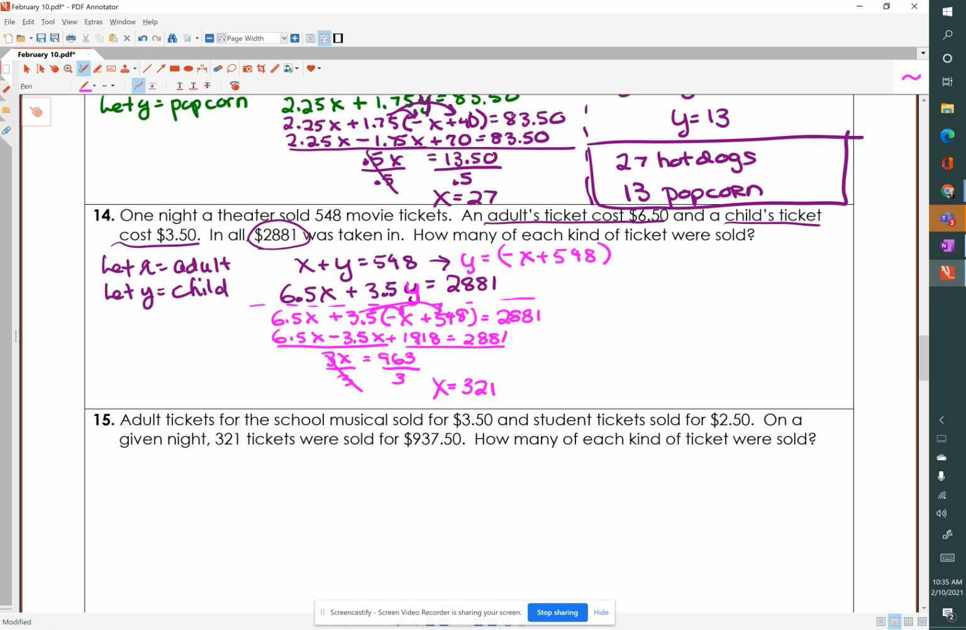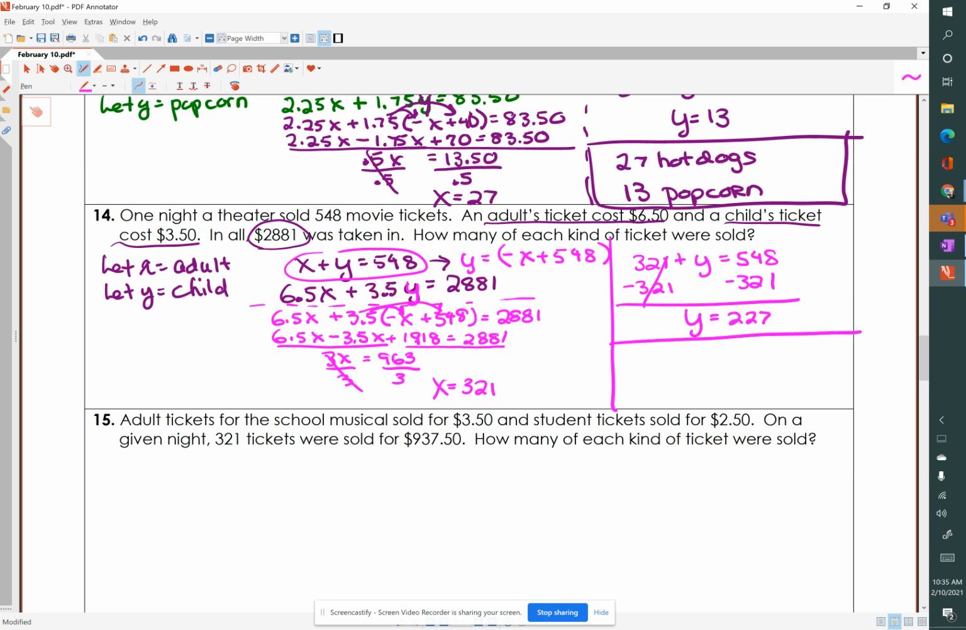So let's go back to the first equation, and we'll substitute 321 for x, and we subtract 321 from each side of this equation, and y equals 227. So that means there are 321 adult tickets sold and 227 child tickets sold. And that's the answer to that.